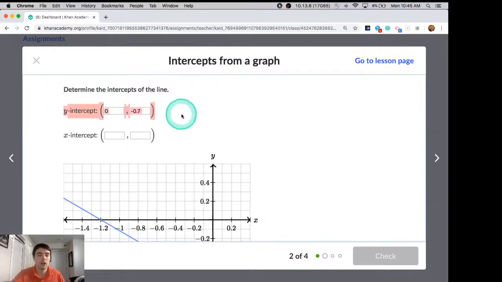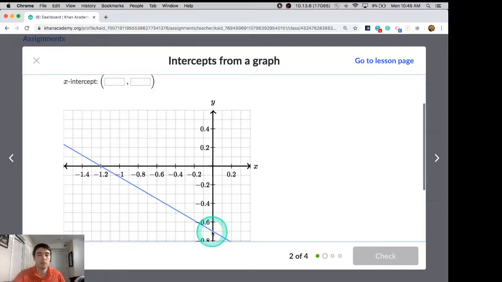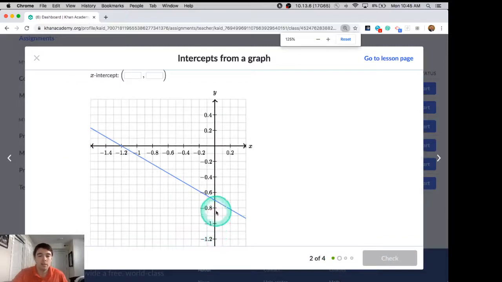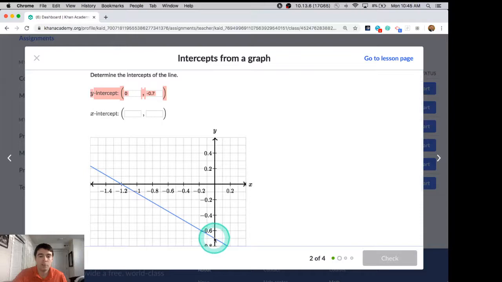So again, they asked me to find the y-intercept. I figure out where that blue line crosses the y-axis, and because it crossed right here with a y value of negative 0.7, that's our y value, and the x value is 0. For the x-intercept, they're asking where this blue line crosses the x-axis. So we see this blue line crossing the x-axis right here. We need to describe these coordinates. I see it lines up right with negative 1.2. That's negative 1.2 to the left, so that's our x value. Our y value, we did not move up or down from the origin at all, so our y value for every x-intercept is always going to be 0.